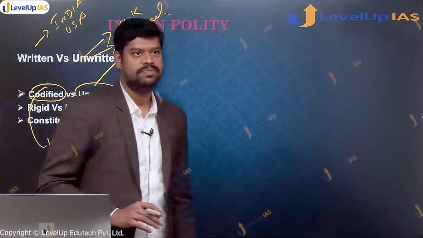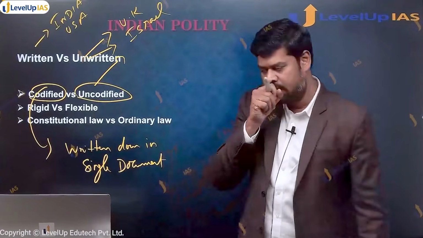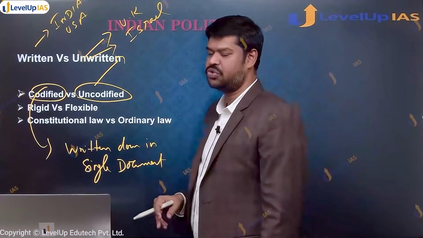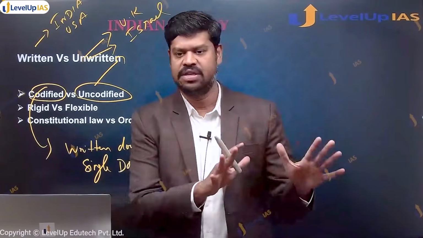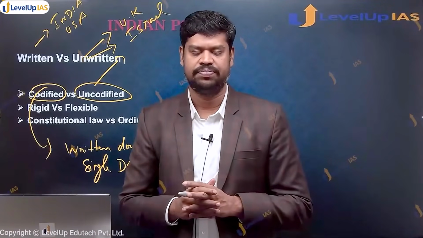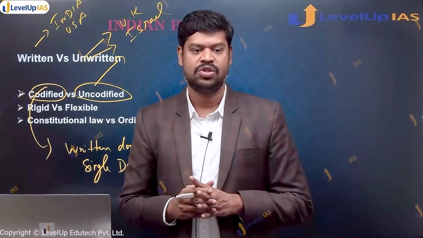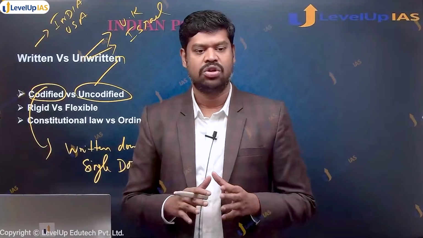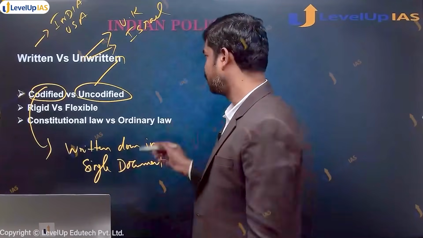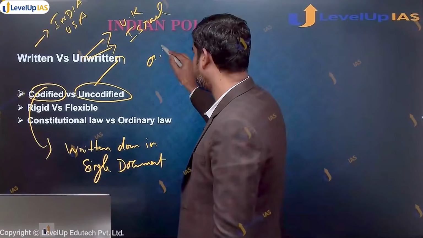For example, in the case of India, the constitution is just one single document, and everything is written down in that particular constitution only. Whereas in the UK, there is no one single document which is called the constitution. The Constitution of the United Kingdom contains all the ordinary laws.